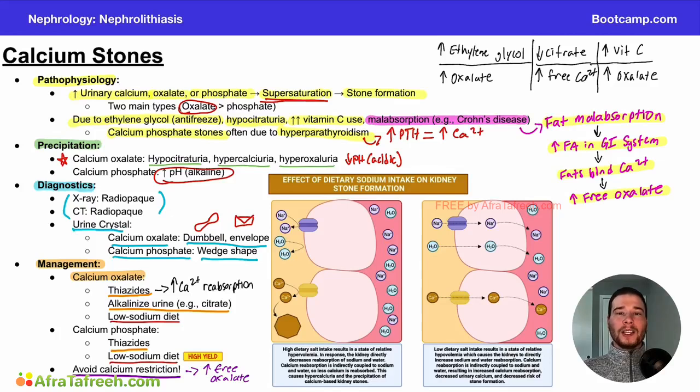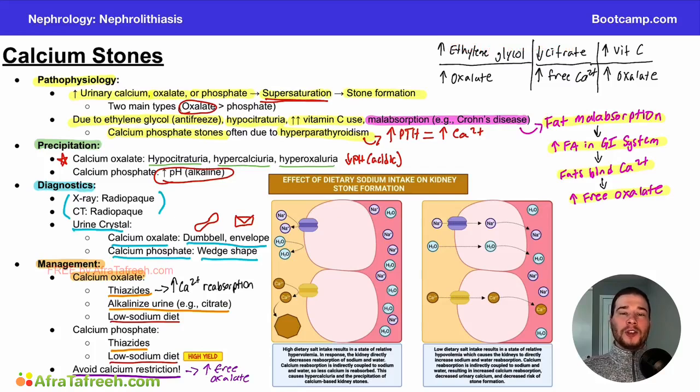A classic presentation might include a patient who has a known history of hyperparathyroidism. They just finished running a marathon, and thus they're potentially dehydrated, low on volume status, which can create an environment for supersaturation of stone-forming substances to occur. They're now presenting to the ED with colicky flank pain, potentially some hematuria, and in the ED they get some imaging done, whether that be an X-ray or a CT scan, which shows characteristic findings.